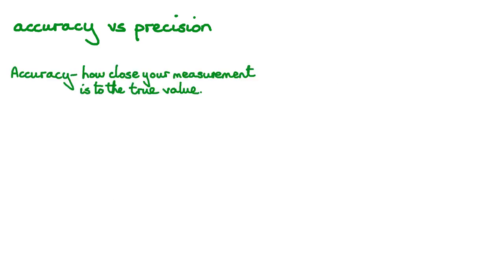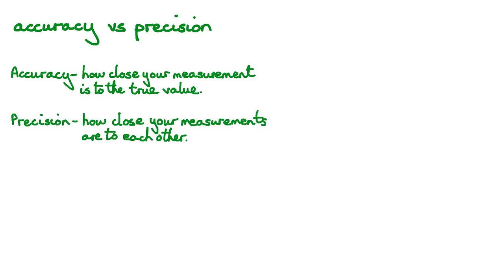Accuracy is a measure of how close the value you obtain from an experiment is to the true value. On the other hand, precision is how close your various measurements are to one another. Let's illustrate the differences between accuracy and precision with some examples.